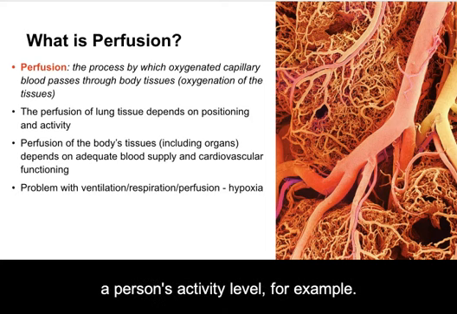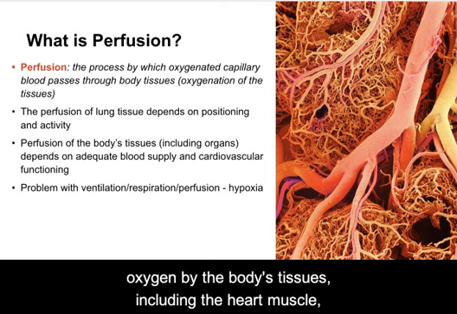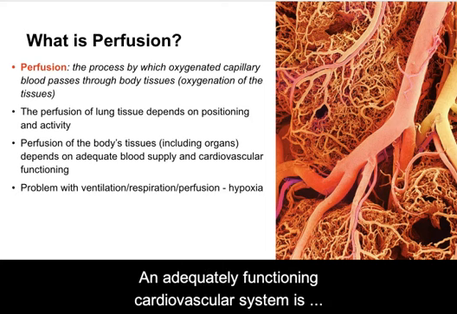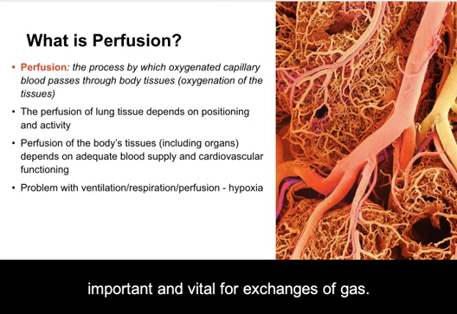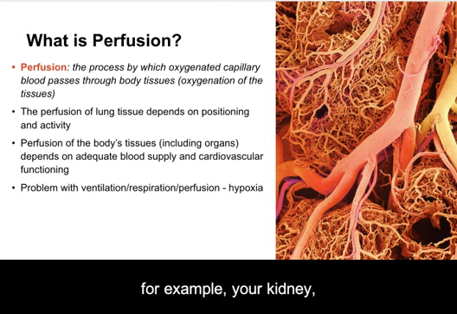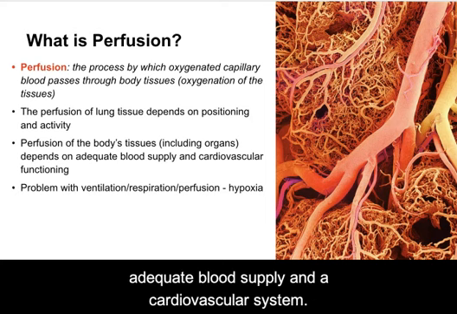A person's activity level, for example, greater activity results in an increased need for cellular oxygen by the body's tissues, including the heart muscle, and a subsequent increase in cardiac output. An adequately functioning cardiovascular system is important and vital for exchanges of gas. The perfusion of body tissues, including your organs, for example, your kidney, your liver, all of those, depends on adequate blood supply and a cardiovascular system.